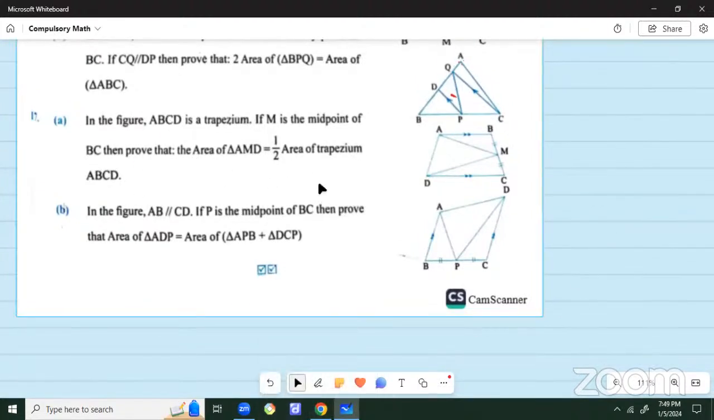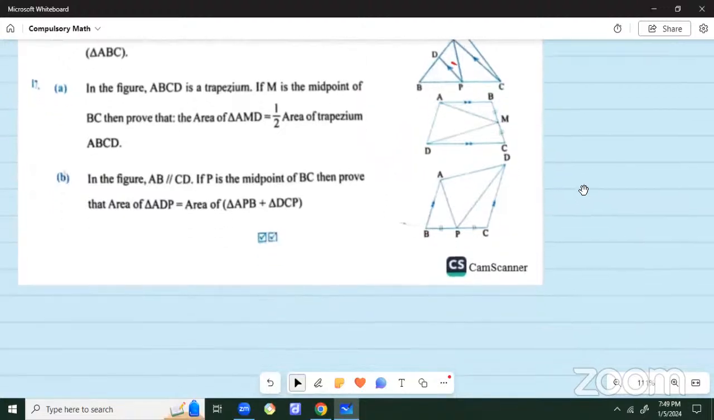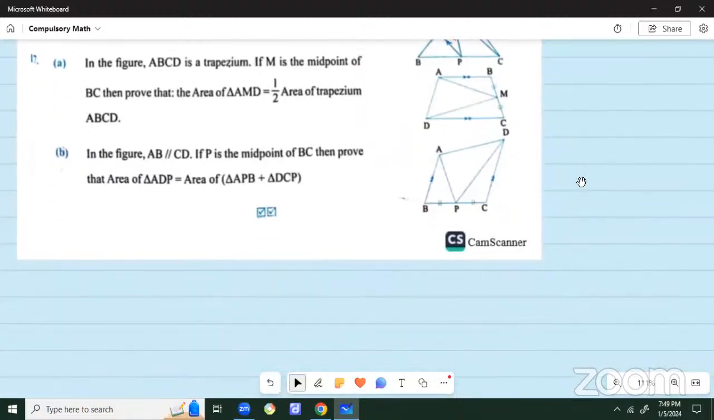In the given figure, ABCD is a trapezium, and M is the midpoint of BC. We have to prove that triangle AMD is half of the trapezium ABCD. Let me try this one, and you can do the next one, B, because since yesterday we have been doing A, and B was given as classwork to the students.